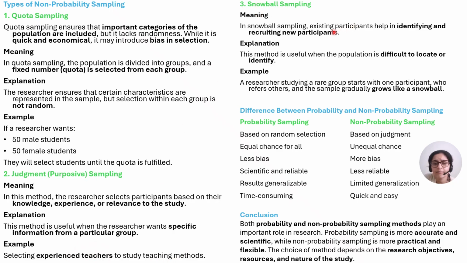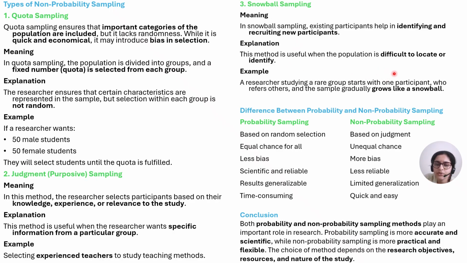Next, snowball sampling. In snowball sampling, the existing participants will help identify and recruit new participants. So for a particular sample, the researcher has selected some participants, but some more participants have to be selected. If he wants 100 participants, he will select 50 participants. The selected 50 participants will guide the researcher to select the rest of the 50 participants.